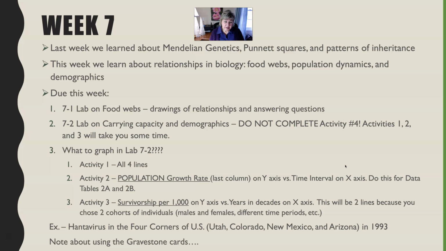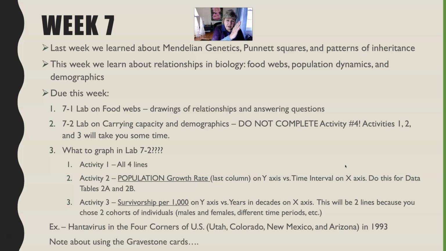I'm going to save you some time because I'm going to help you by telling you what you need to graph after you collect all your data from the 3 activities that you have in this lab. For activity 1, you graph all 4 lines, all of the 4 R values. Graph all 4. That will not take long. That data table is very easy. Then you've got some data tables for activity 2. There are 2 of those. And you do a set of calculations.